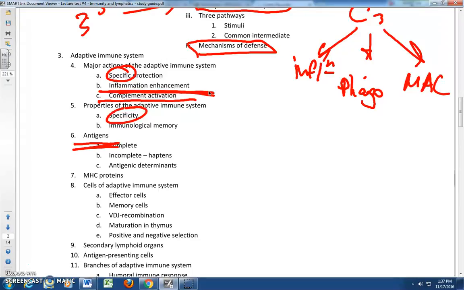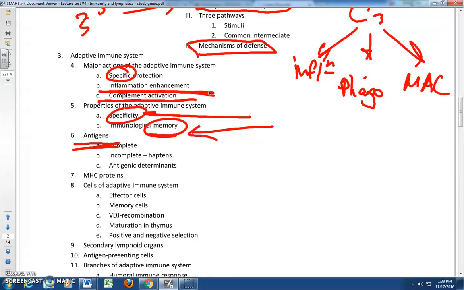Major properties: specific, and it forms memory. Okay, remember that. Those are kind of the 2 most important advantages. It's highly specific, and it forms immunological memory.